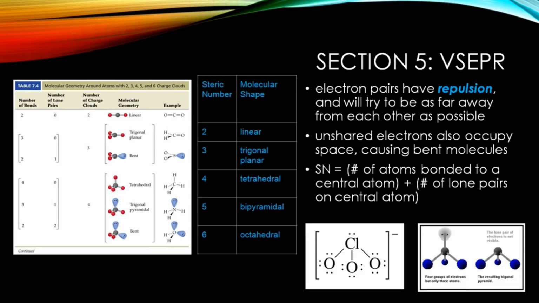Then, depending on the Sn number, you can determine the shape according to the chart above. Try predicting the shape of a chlorate ion, ClO3. Look at the Lewis dot structure. We can see that there are 3 atoms bonded to the central atom and one lone pair of electrons. 3 plus 1 equals 4.